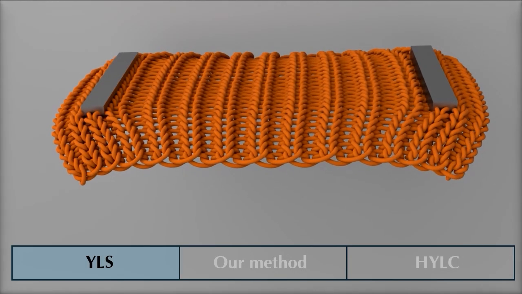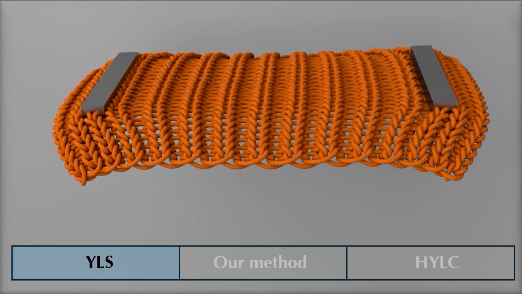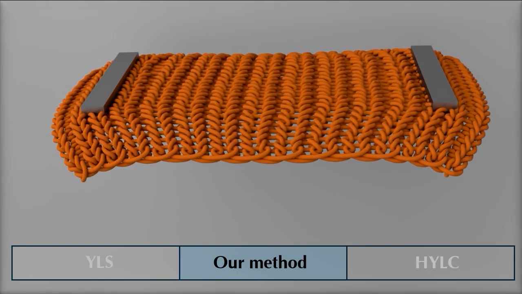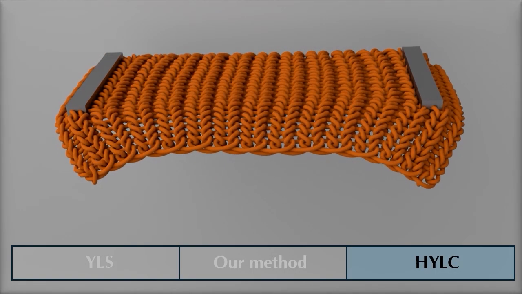We first show the yarn-level simulation results. Our method shows the high stretchability in the perpendicular direction, similar to the yarn-level simulation. Our method and HYLC both yield plausible results.